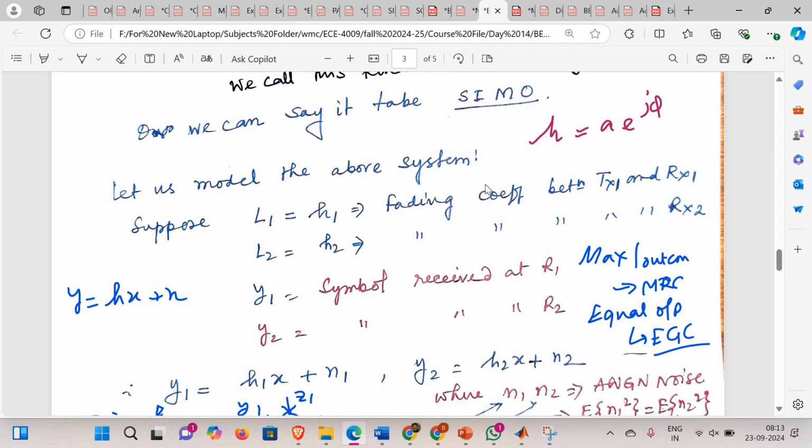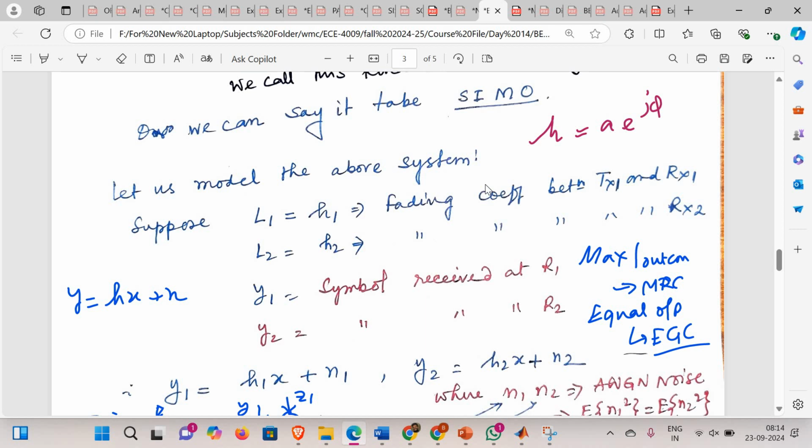Why are we doing this and not the others? For example, there are other methods also, like selection diversity, feedback diversity, and a few more techniques. But selection diversity or feedback diversity will never give us similar performance to that of MRC or EGC. In fact, MRC gives the maximum throughput, the best outcome.